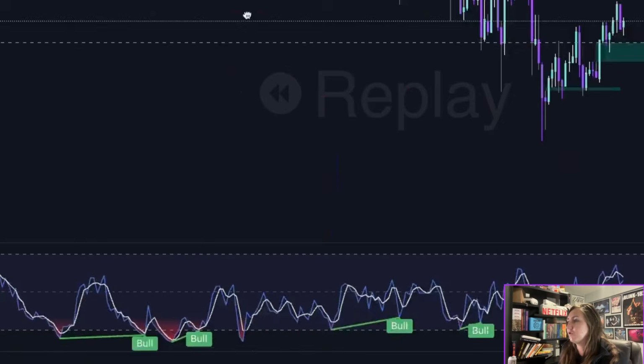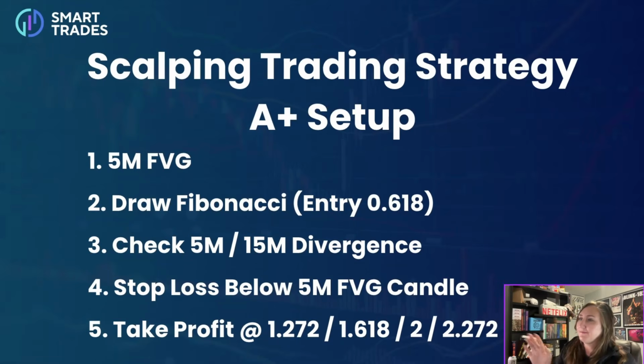It also depends how strong the trend is. These are the exact 5 steps we're looking for. Feel free to write these down. 5-minute fair value gap, draw your Fibonacci, look for a fib line like the entry at the 0.618 as long as it lines up with the fair value gap.